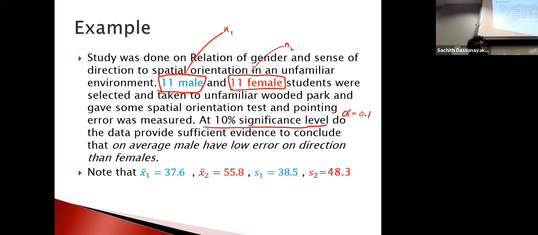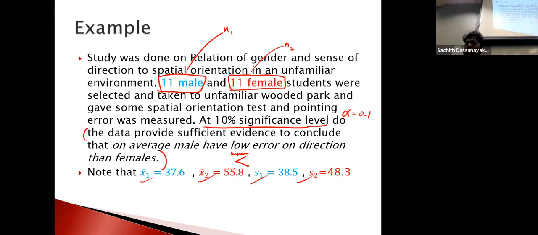So what are we talking about, hypothesis testing or confidence intervals? Hypothesis testing. What is the claim? The data provides evidence to conclude that on average males have low error on direction. I told you last day, this is our keyword, low, which means less than. X1 bar, x2 bar, s1, s2 are given.